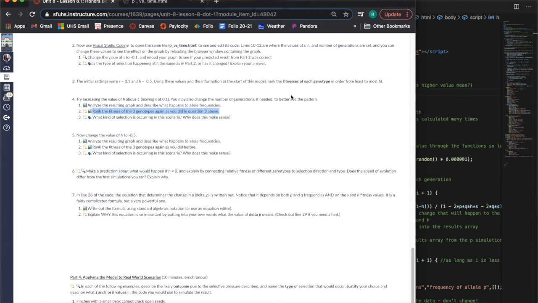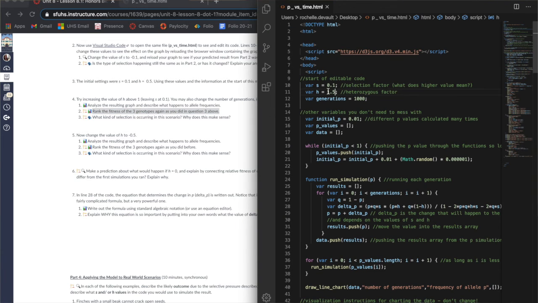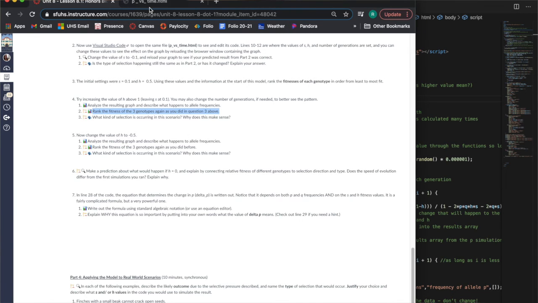My homozygote recessive is median fitness, and my homozygous dominant is the most fit. So we have a disruptive selection occurring. So now let's make H negative. This is going to be a little bit tricky. We're going to go to minus 0.5. Now I'm going to save, and now we're going to go back here and refresh.